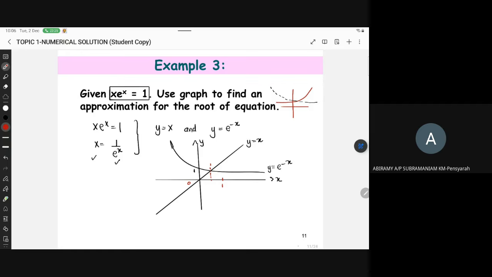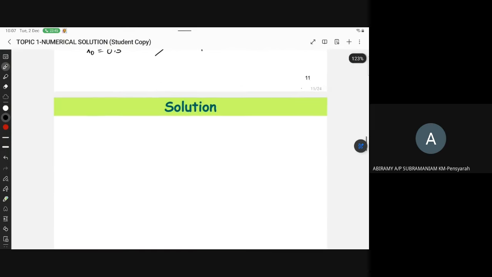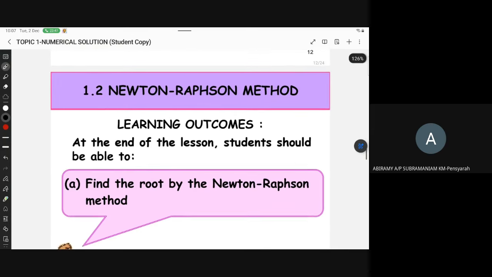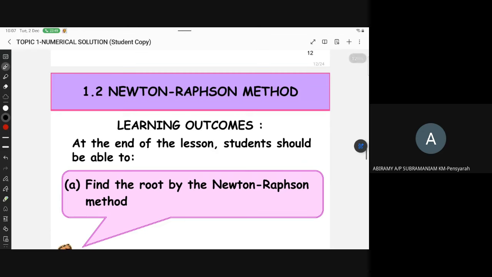So use the graph to find the approximation of the root. The approximation of the root will be 0.5, as a first approximation. So that's how we use the graphical method to find the approximate root of a given function. Next, we are going to enter the second subtopic, which is the Newton-Raphson method.